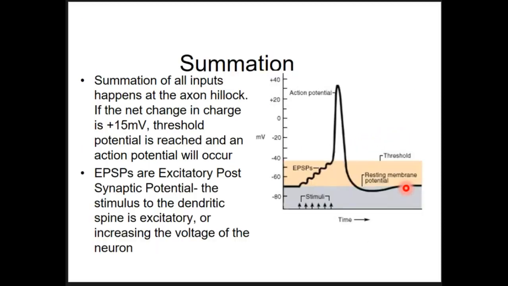The cell experiences summation. It gets enough positive input to reach positive 15 millivolts compared to negative 70. This puts us at what? What is this potential called? Negative 55, known as the threshold potential. Excellent. At threshold potential, if you make it there, it is all or nothing. If you make it, an action potential will fire. If you don't make it to negative 55, an action potential will not fire.